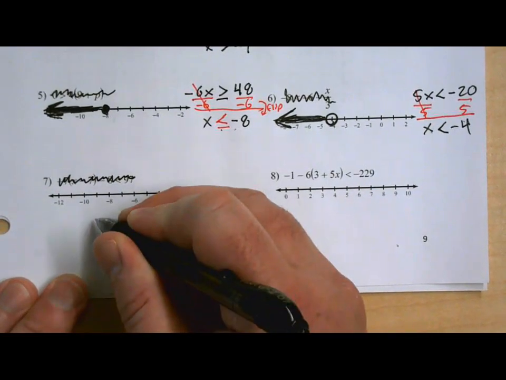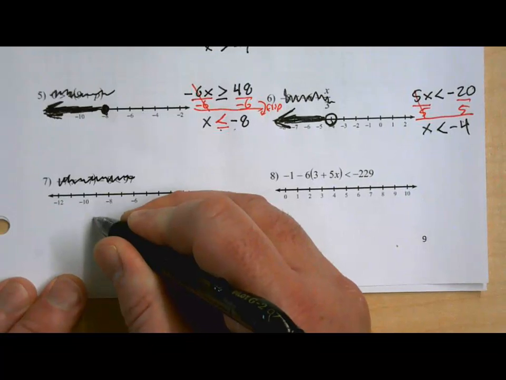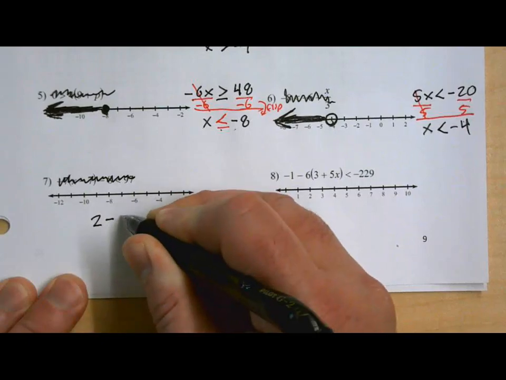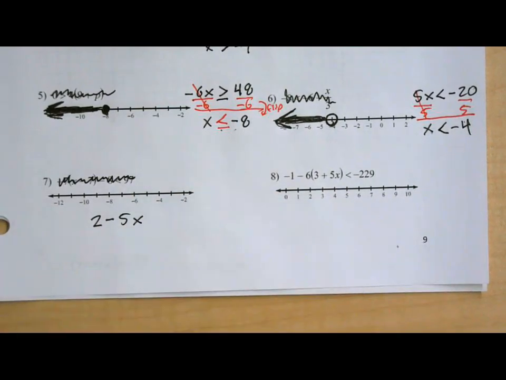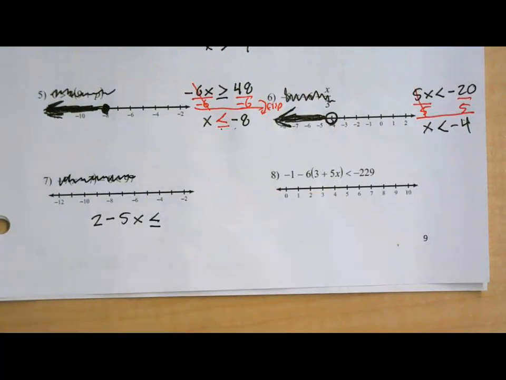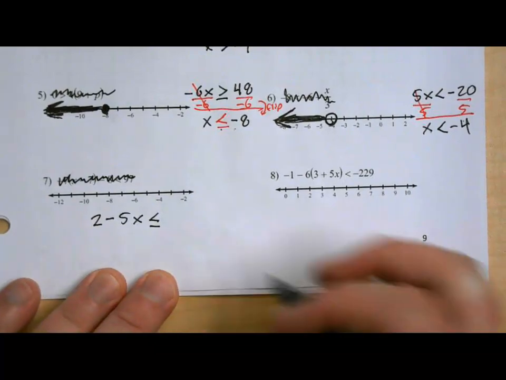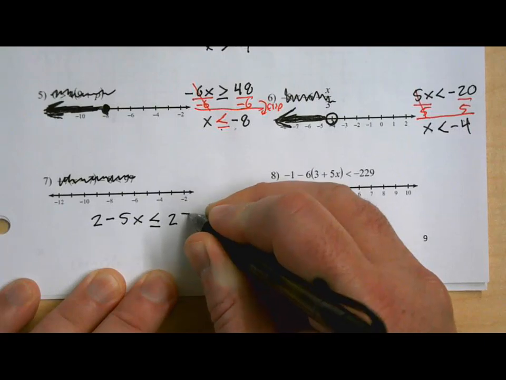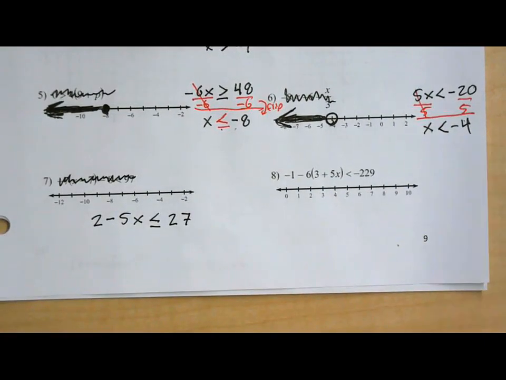All right. Give me 2 minus 5x is less than or equal to 27. Two minus 5x less than or equal to 27. You're going to need to write kind of small here.